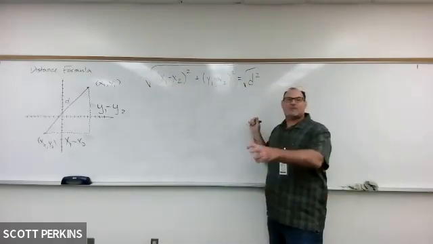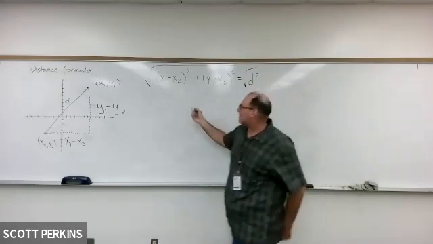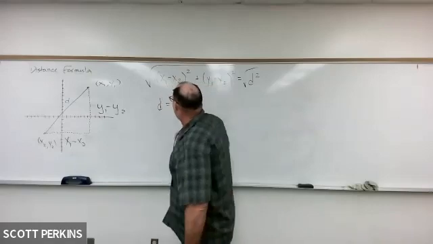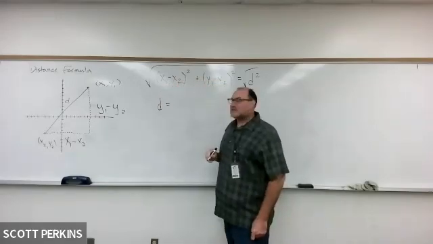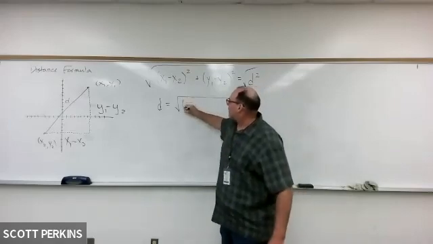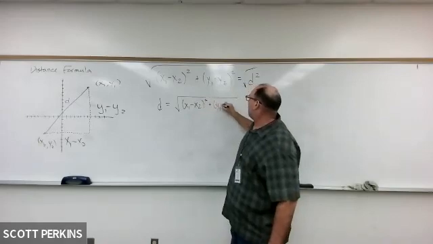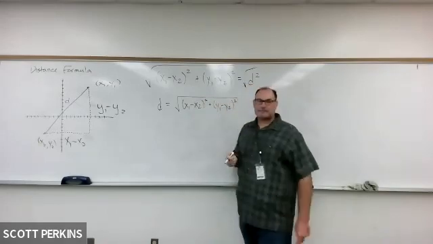If you don't mind, I'm going to put the d for distance on the other side. I'm just going to flip-flop the relationship. So I'm going to put the d right here. The distance between the 2 points is the square root of all of this junk right here: x1 minus x2 squared plus y1 minus y2 squared.